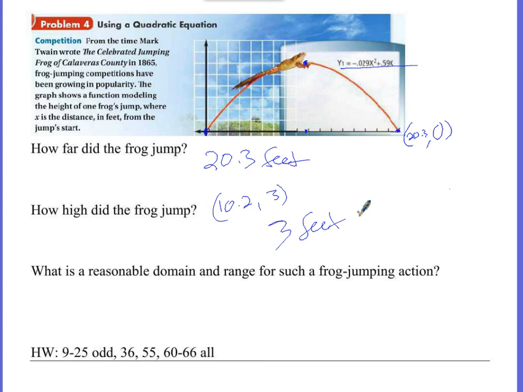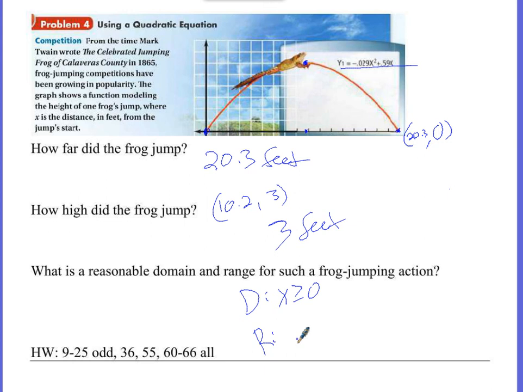What is a reasonable domain and range for such a frog jumping action? What's a reasonable domain here? All real numbers? That would include like -5. The frog can jump -5 feet. All real. Domain is greater than or equal to 0. Theoretically, the frog could jump as far as possible, right? But it cannot jump a negative distance. So the domain is going to be x values that are greater than or equal to 0. The frog could jump nowhere, or the frog could be on the moon and jump 45 miles.